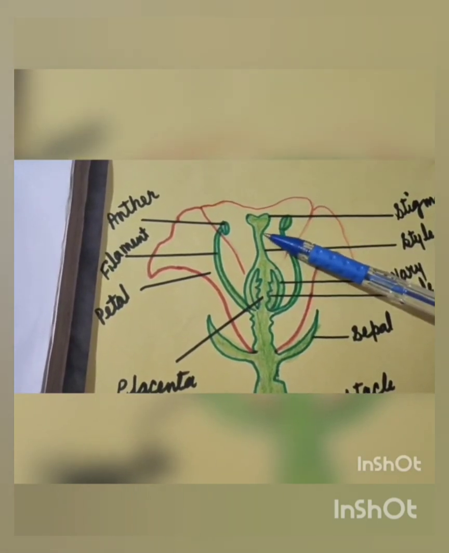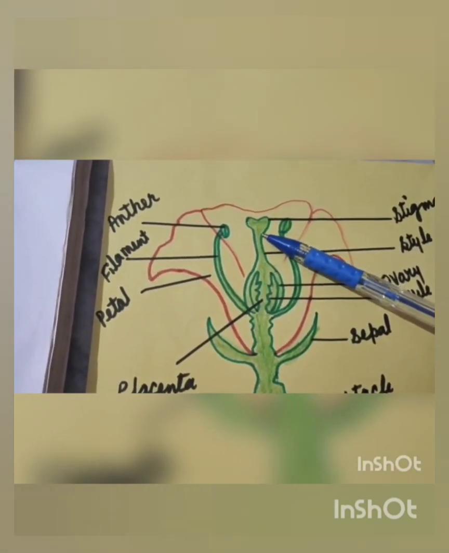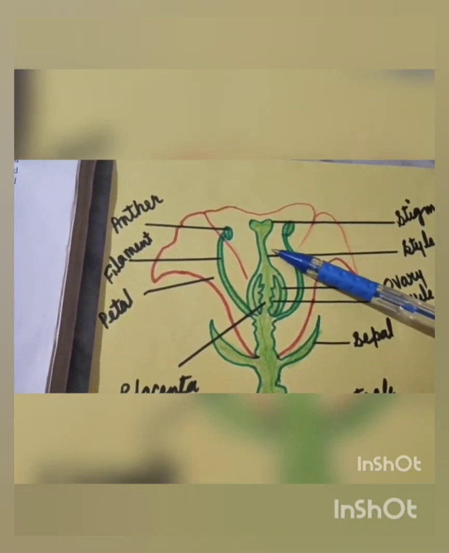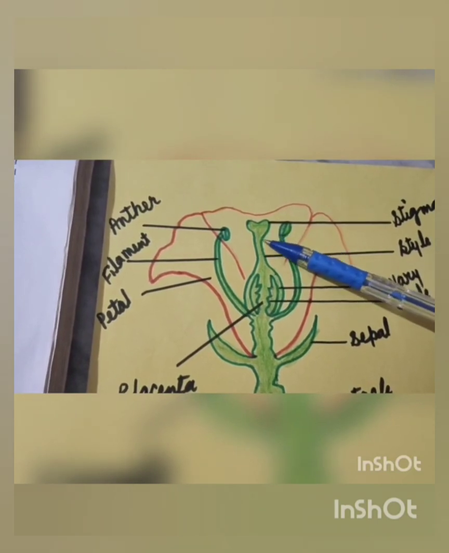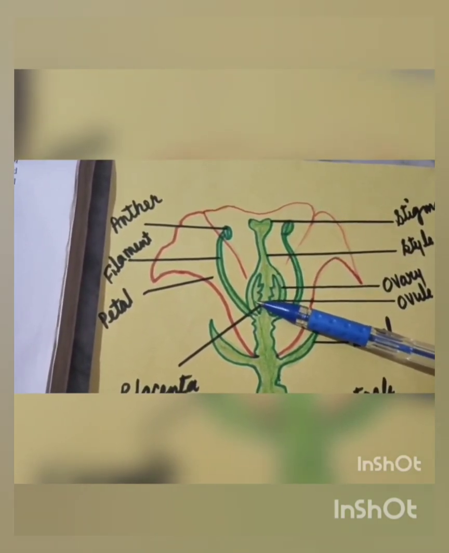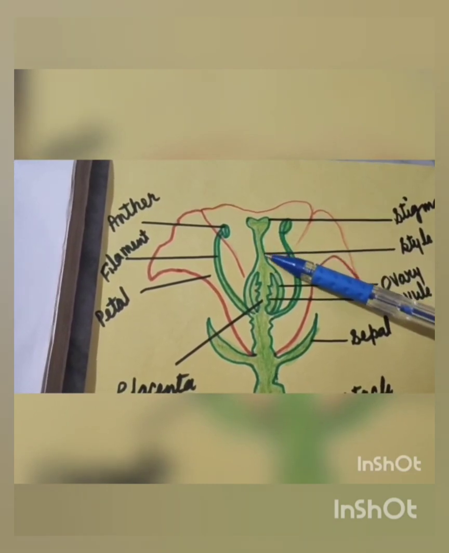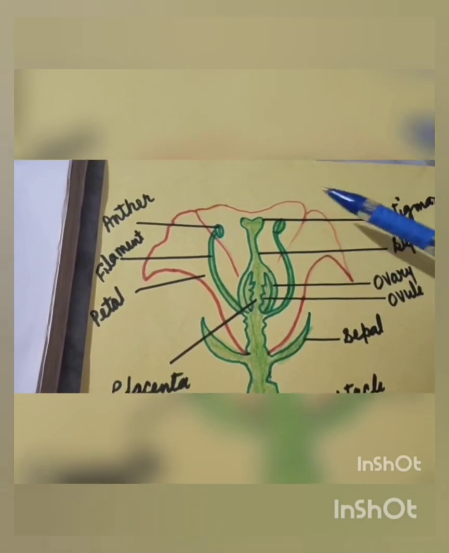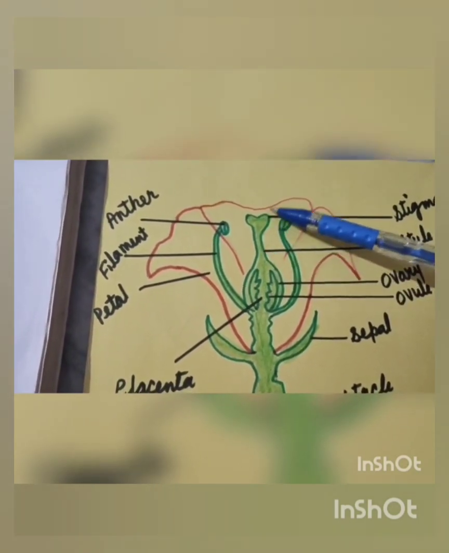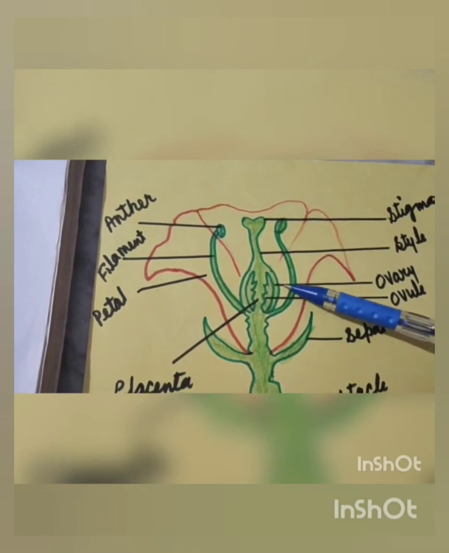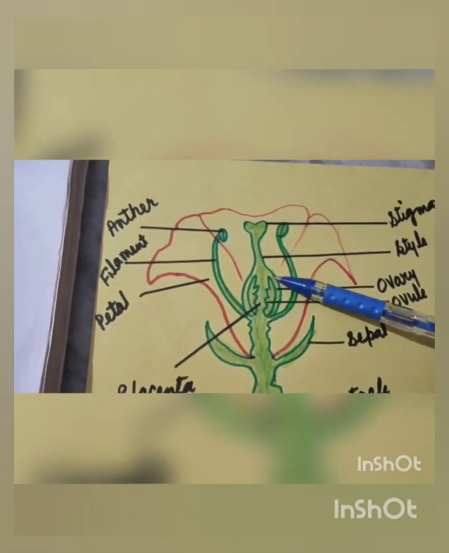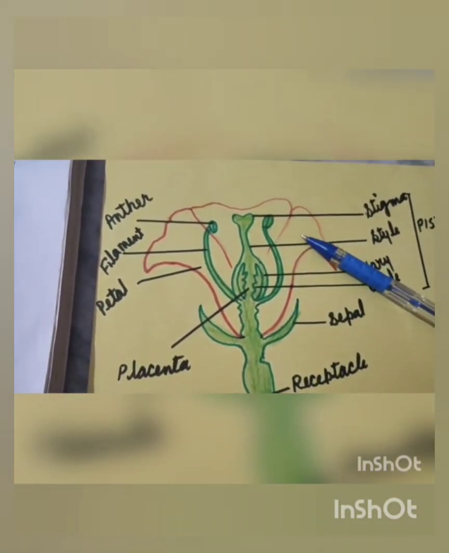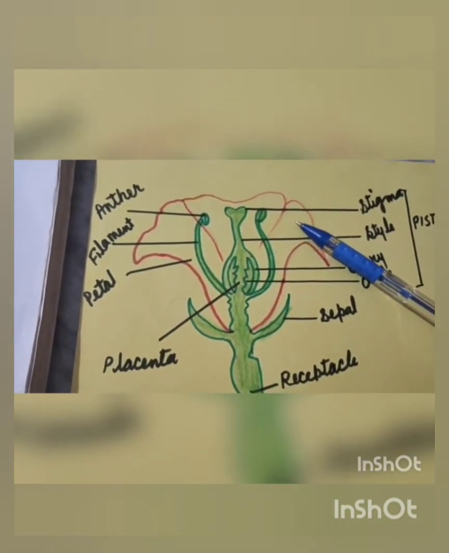Then innermost whorl or fourth whorl. This structure is gynoecium, and single female unit. This is the female part of flower, and single female unit is carpel, and collectively they are called gynoecium. Each carpel consists of ovary, stigma, and style. Inside ovary there are ovules. So this is the basic structure of a flower.